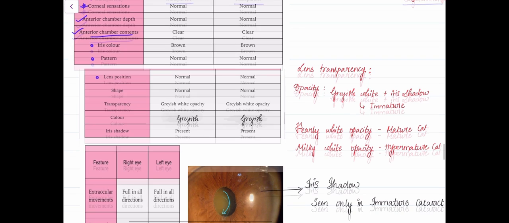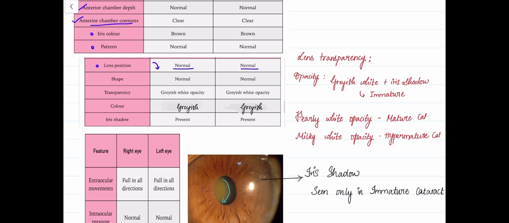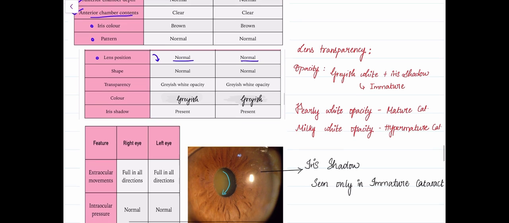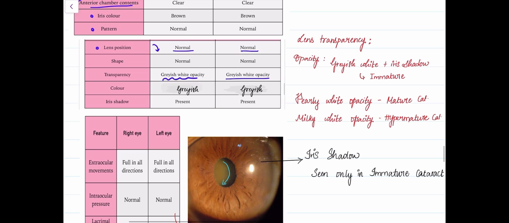And then lens position is to be noted, because in some types of advanced cataract the lens can be sunken and displaced, so we need to check the lens position and the shape of the lens. Then transparency of lens is again a very diagnostic feature of cataract. So here, for example, I've written grayish white opacity. So based on opacity's color also you can differentiate cataract. So in opacities, if it's grayish white with an iris shadow, that means it's an immature cataract, right? If it has a pearly white opacity, it's a mature cataract, and if it's milky white opacity, it's hypermature cataract.